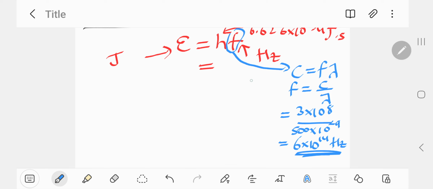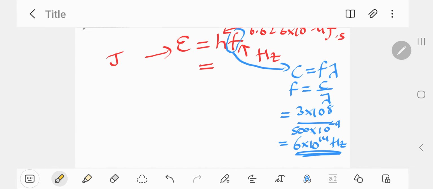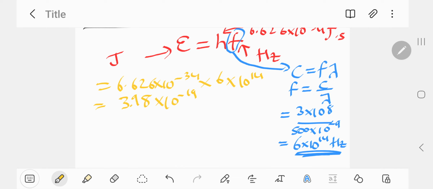We need to plug it back into E equals hf. h is Planck's constant, 6.626 times 10 to the minus 34. f is what we just calculated, 6 times 10 to the 14. Punching that into your calculator, you get an answer of 3.98 times 10 to the minus 19 joules.